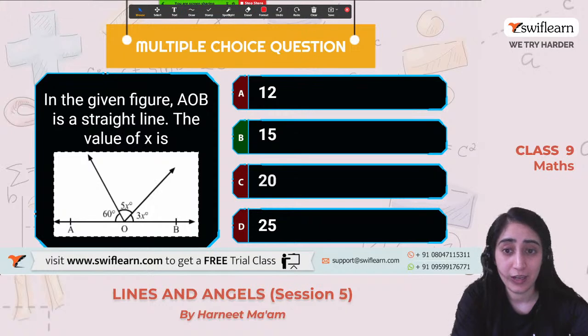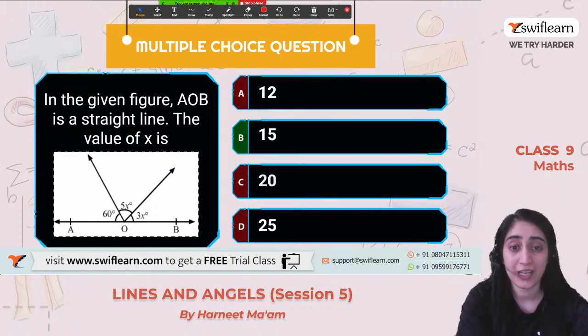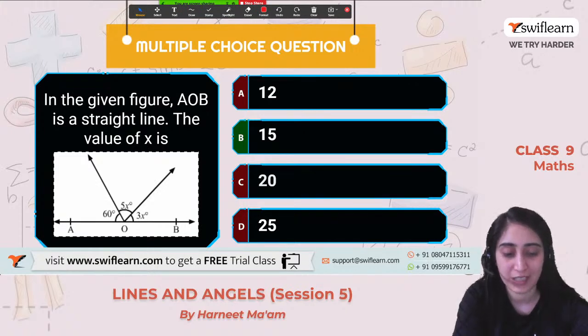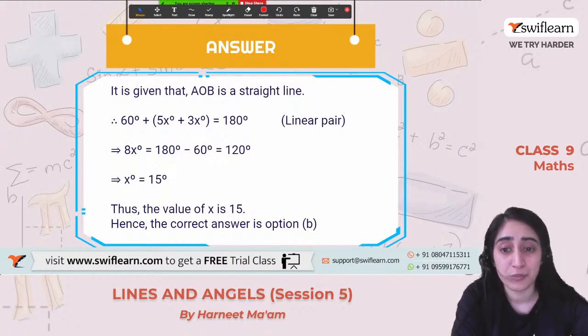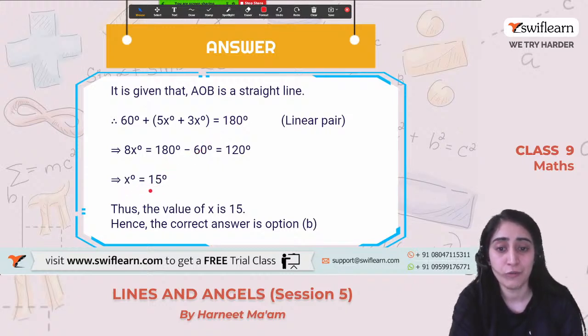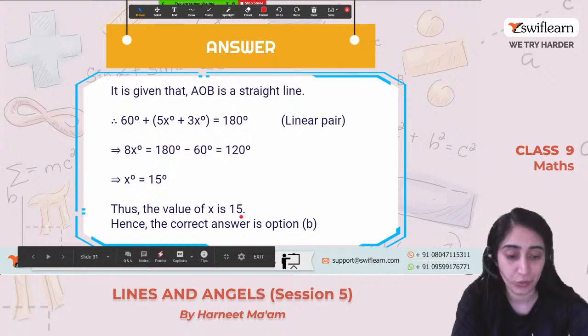So AOB is a straight line. That means the sum of all the angles will be equal to 180 degree. So on solving it, what do I get? 5x plus 3x plus 60 is equal to 180 degree. So on solving, what do you get? What's the value of X? Quickly. The value of X is 15 degree. Let's see. That's right. So 60 plus 5x plus 3x is equal to 180 degree because they form a linear pair. On subtracting, we get the value of X is equal to 15 degree. So option B was the right one.